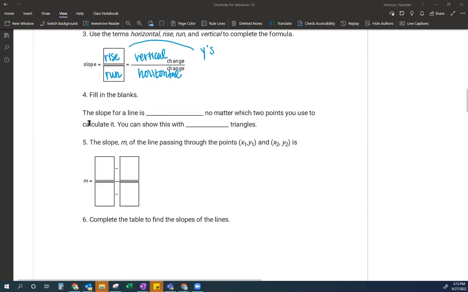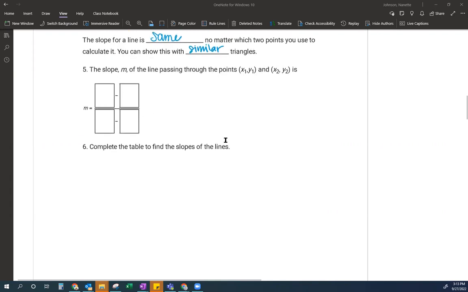So then it says, the slope of a line is the same no matter which 2 points you use to calculate it, right? So it doesn't matter which way you go or which 2 points you use. And you can show this with similar triangles, right? And then this is the formula to actually find it. It's y2 minus y1 over x2 minus x1. All it's saying is these two are a coordinate and these two are a coordinate, right?